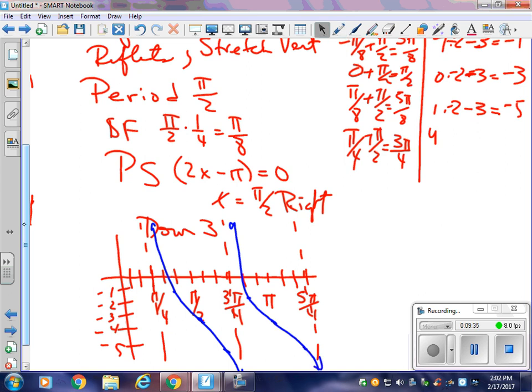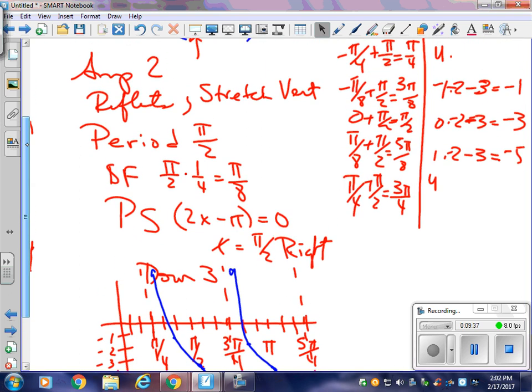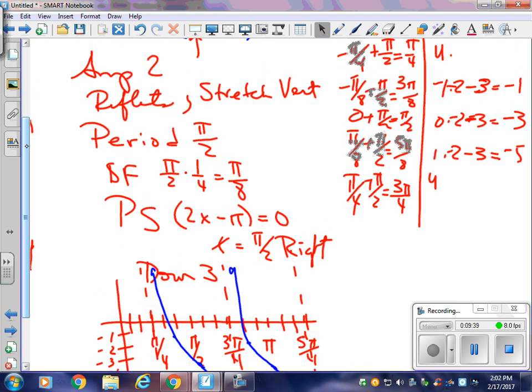So, for a problem that looked like it was going to reflect, how do you know? Well, tangent normally goes uphill, and now it's going downhill.